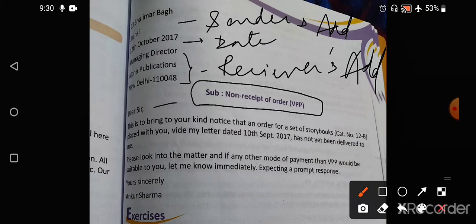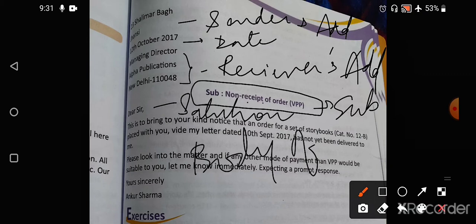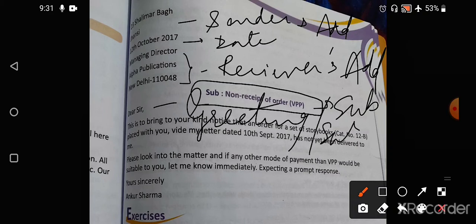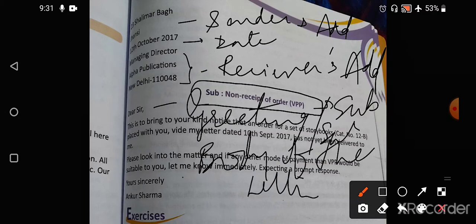So the subject of the letter is non-receipt of order, VPP. This is the subject, then the greetings. Sorry, this is not salutation, this is greetings, or you can also write it as salutation, no problem. Then the body of the letter, and the last one is the ending. The body of the letter is up to you. Whatever you want to write, you can write it in the letter, related to the topic.